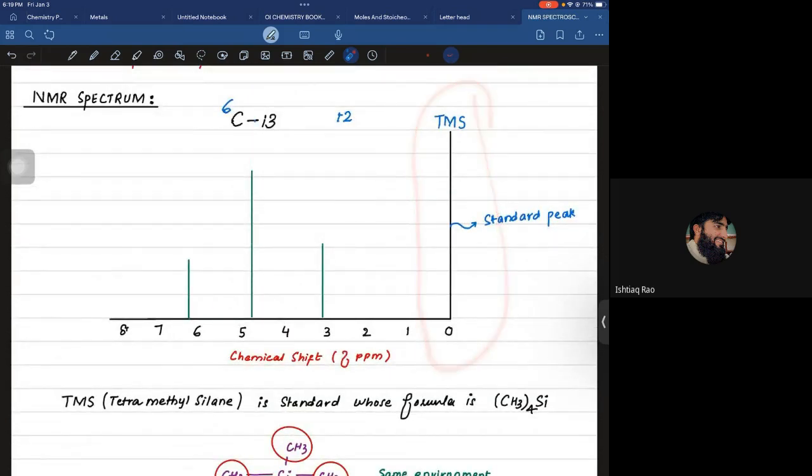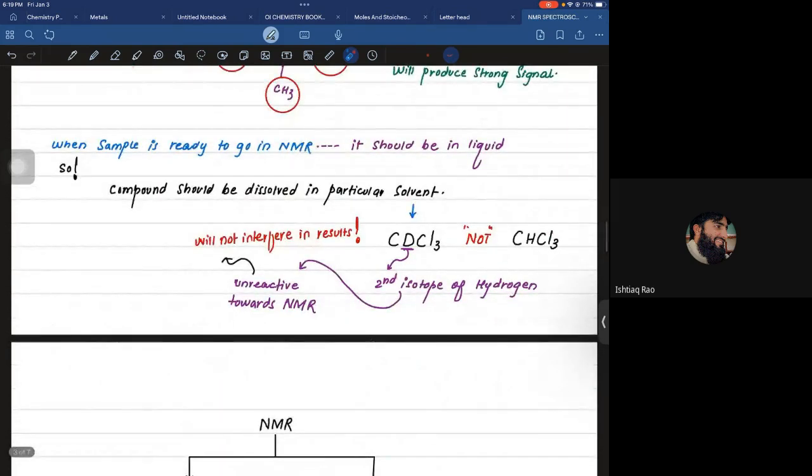Okay, only one strong signal because it has only one environment. And then the next thing is that, let's suppose I want to do an NMR spectroscopy of any sample. So what should be the state of the sample? It should be liquid, it should be solid, or it should be gas. This is the main thing that you need to know, right?